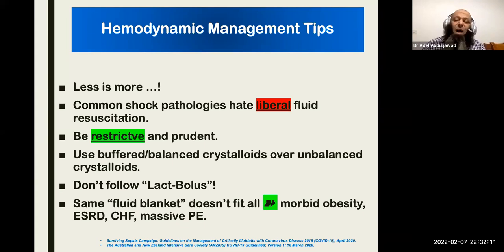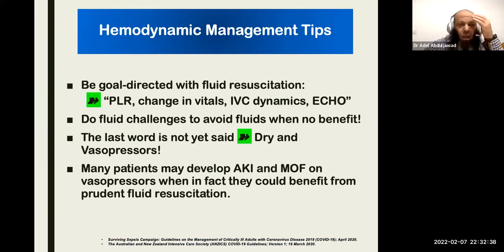So this is why it's important and crucial to have an idea whether your patient is a fluid responder or a non-fluid responder. Does he need fluids or does he not need fluids? Are you adding a benefit or are you adding a harm? So CVP measurement is not enough, lactate is not enough, you have a package of data in your hand to answer your question. Again, you have to be goal-directed with fluid resuscitation. What does goal-directed mean?